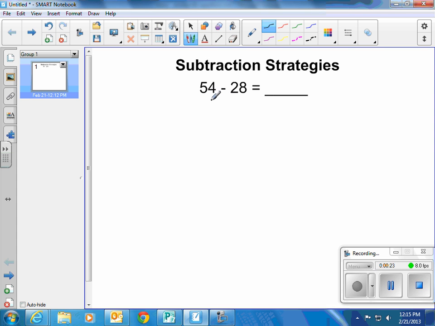We cannot split this number up into tens and ones like we do with addition. So we're going to keep the number 54 whole, and we're going to subtract 28, but we're going to subtract it in parts. So I'm going to start with 54 and draw a number line to help me visualize where I am hopping backwards. So I'm going to hop backwards 20 first. 10, 20.